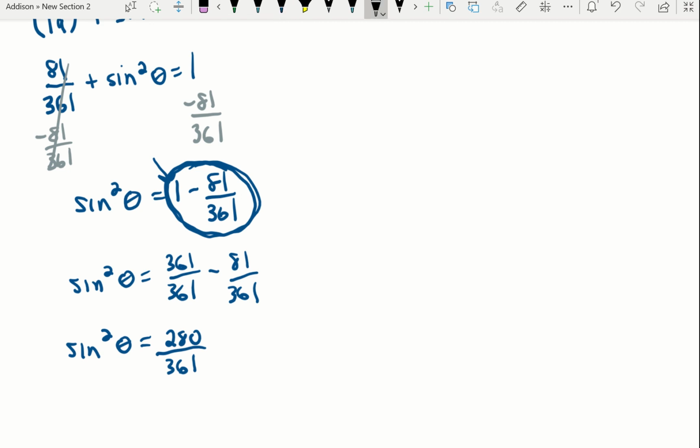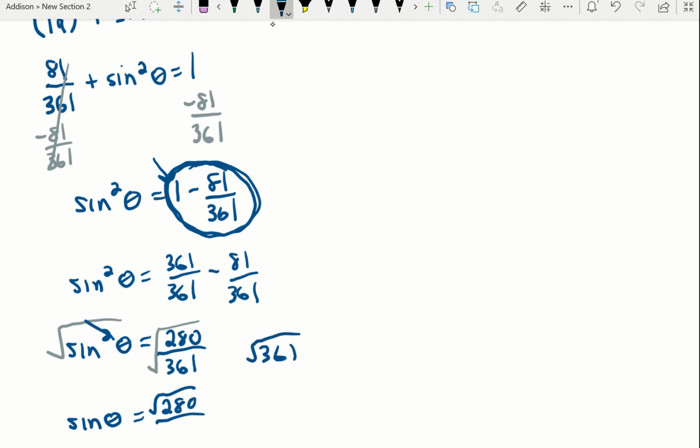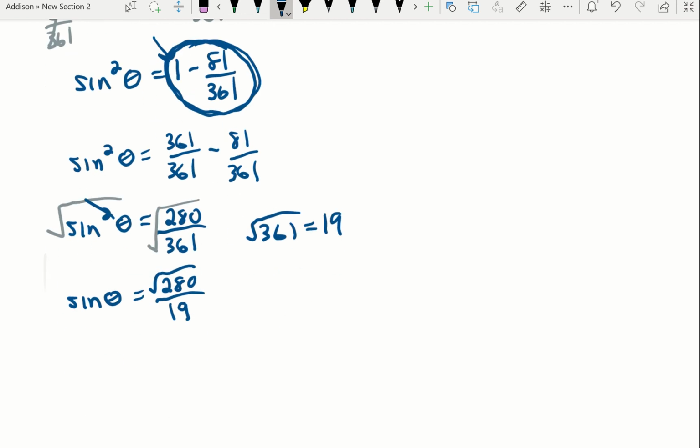Okay, so now we're left with this. The next step is going to be to get rid of this squaring. So we square root the left side and the right side, and then we are left with just sine, because that 2 goes away. We're left with sine of theta, which will equal the square root of 280 over the square root of 361. And if you take the square root of 361, that's actually 19. So we're going to put that down here like that.